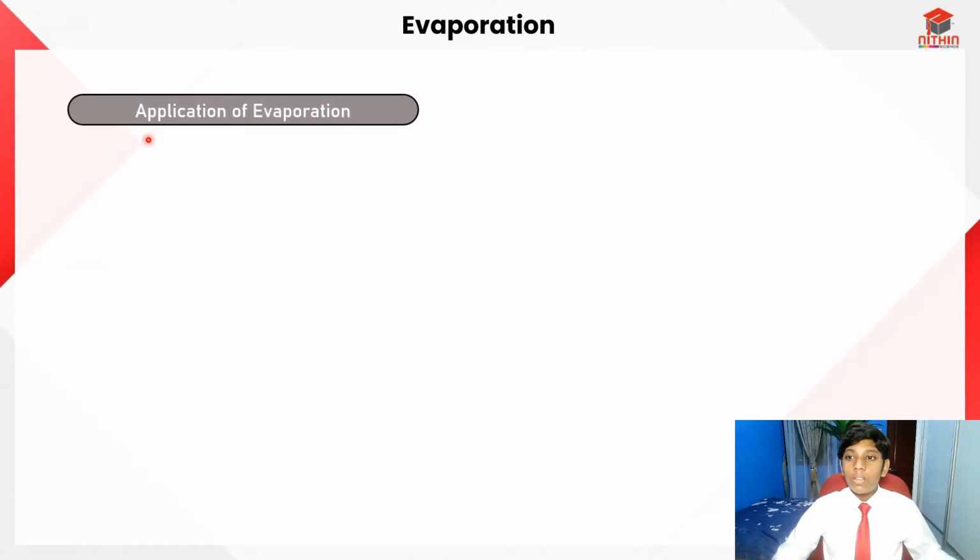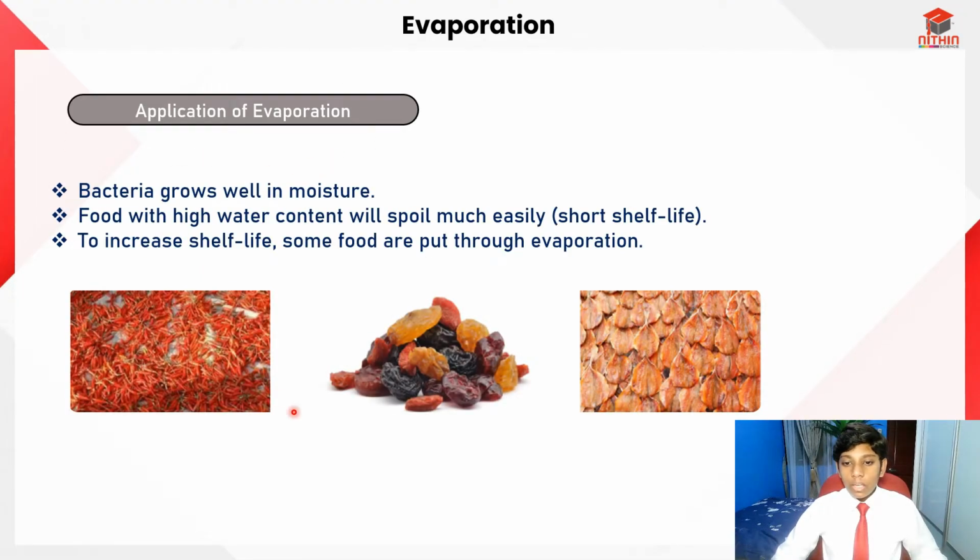Okay, next, still in evaporation, another application is something like this. You see all these dried foods, right? Bacteria actually grows well in moisture. So in order to preserve these foods for a longer period of time, note that food with higher water content will spoil much more easily. So it means that it has a short shelf life, so you can't eat it if it's kept too long, because it will spoil.